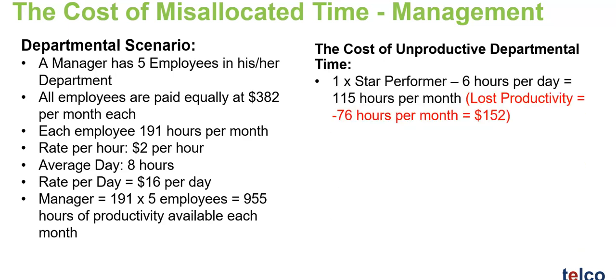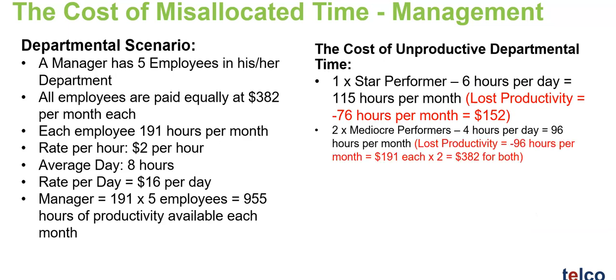So let's say that in this department of 5 people, we have one star performer. This star performer, on average, works 6 productive hours per day. That means he works a total of 115 productive hours a month. Because we've got a 191-hour month for each employee, this person is losing 191 hours minus 115. He's losing 76 hours per month, which at a cost of $2 per hour is losing the company $152.